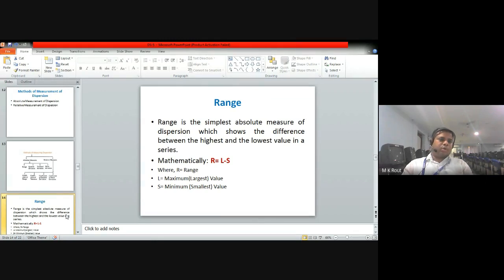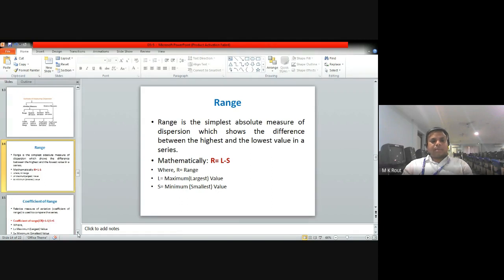But if you go for calculation of discrete as well as continuous series, numerous ranges are given. So with the help of the range method, you can easily calculate the measure of dispersion from different series of data, whether it is a discrete series or a continuous series. So it is my advice to all of you, just note down this notation. Range equals L minus S, where R stands for range, L stands for the maximum or largest value, and S stands for the minimum or smallest value. If you finish, then I proceed to the next one. Okay, fine. Moving to the next one.